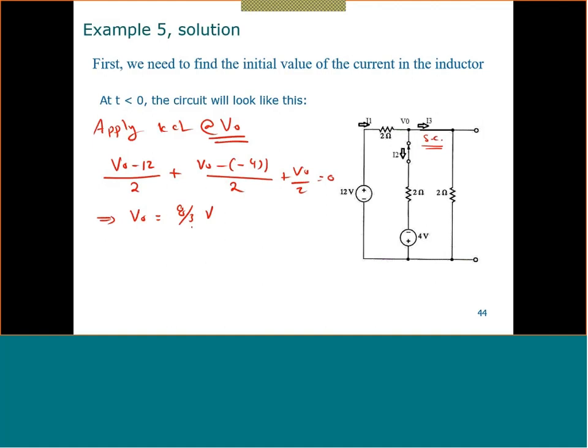Now I want to find I3. I3 is nothing but V0 divided by 2, which is equal to 4/3 amps, and this is my initial condition. This is how we find the initial conditions in real problems. Usually you are not given the initial condition. You have to find the initial conditions.